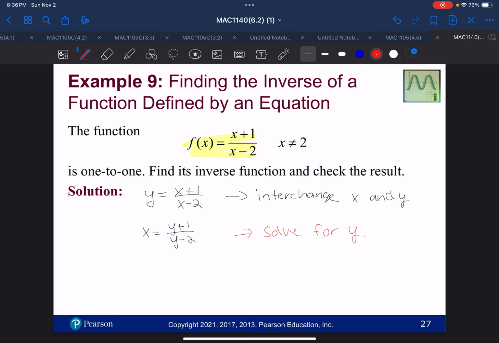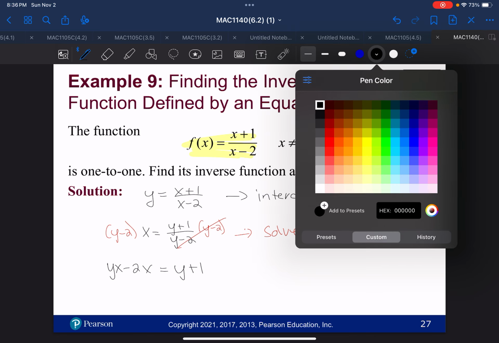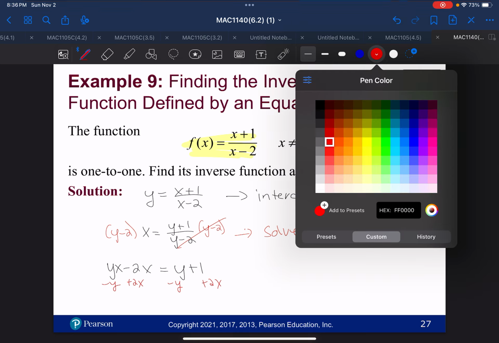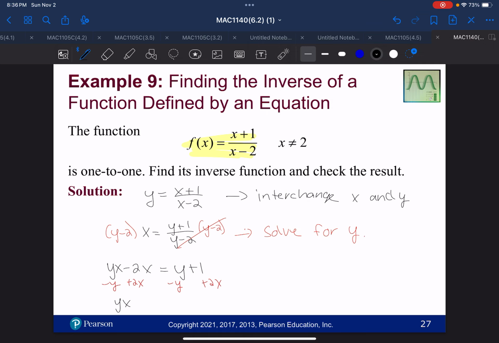And I have to multiply both sides by the LCD, which is y minus 2. So I multiply both sides by y minus 2 to cancel my fractions. That's why I'm doing that. I'll go ahead and distribute the x on the left, so I get yx minus 2x is equal to y plus 1. Because I'm trying to solve for y, I want to get all the terms with y on one side. So I am going to add 2x to get it to the right, and I'm going to subtract y to get it to the left. So that leaves me with yx minus y is equal to 2x plus 1.